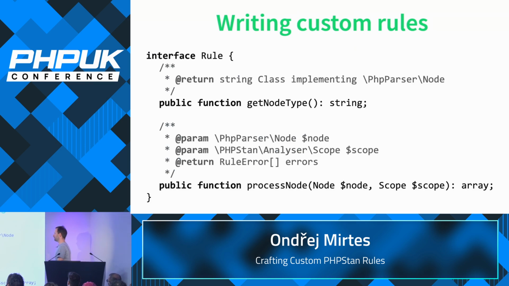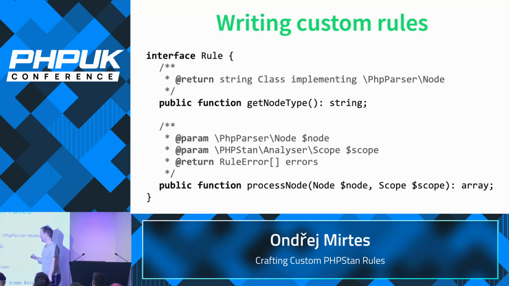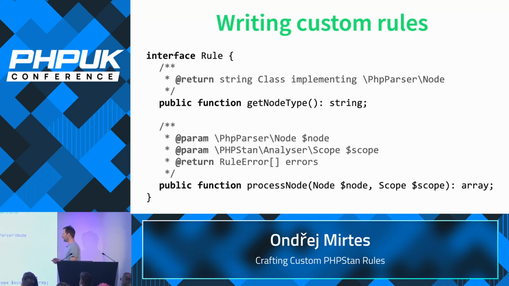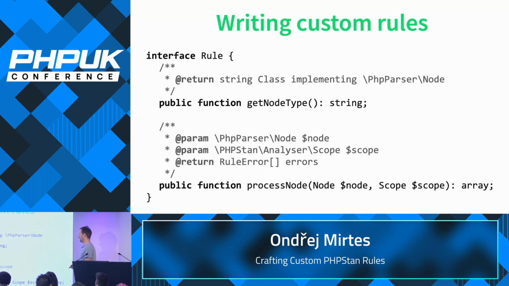If you want to implement a custom rule, you need to implement this interface, and it has two methods. The first is getNodeType. We need to return the class of the node that we are interested in from PHP Parser, and every time the analyzer encounters a node of this type in your code, it's going to call the second method. It passes the node as the first argument, and the second argument is something called the scope, which I will be talking about later. You are supposed to return an array of errors, basically what's wrong with the node that was passed in the rule.